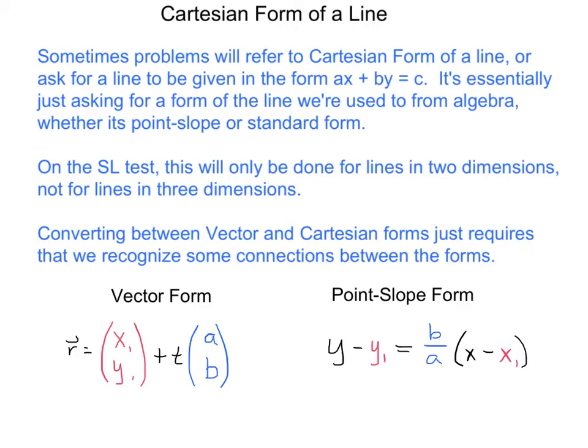So in the previous videos, we've talked about vector form of a line, and we've talked about parametric form of a line. And then there's another form of a line that you guys have known about all along, right? This thing that's going to be called Cartesian form of a line, which is basically just any form of a line that involves x and y in a traditional sense. So it's basically just taking one of these vector form or parametric form lines and putting it in point slope form or standard form or slope intercept form, anything you guys are used to seeing from algebra.